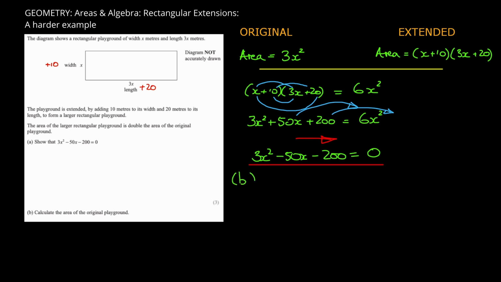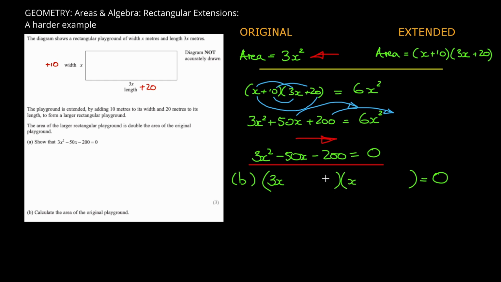So we come to part B, and we've got to calculate the original area of the playground. So we need to calculate this up here, which means we need to find x, which means we need to solve this quadratic equation. We need to fill in the blanks. Now, if solutions to this method of filling in the blanks don't pop up quickly, go straight to the quadratic formula. But let's see if we can do this. This is going to be 3x. This is going to be x.